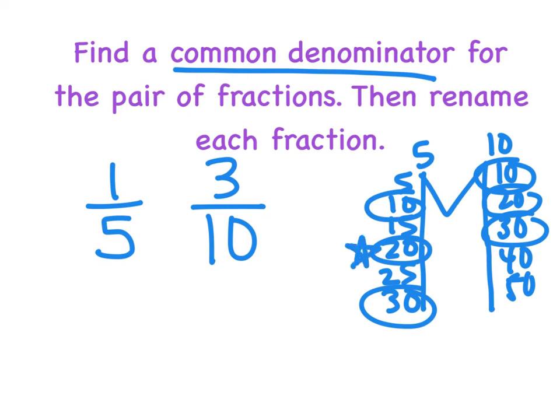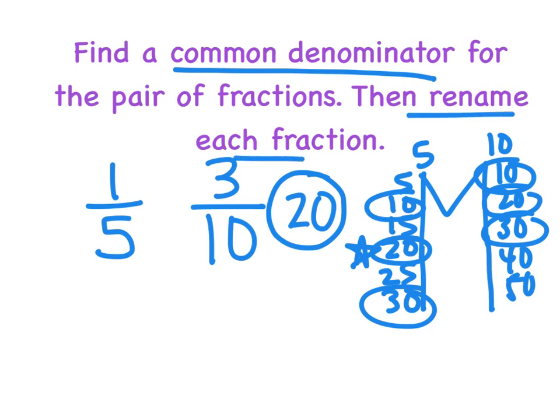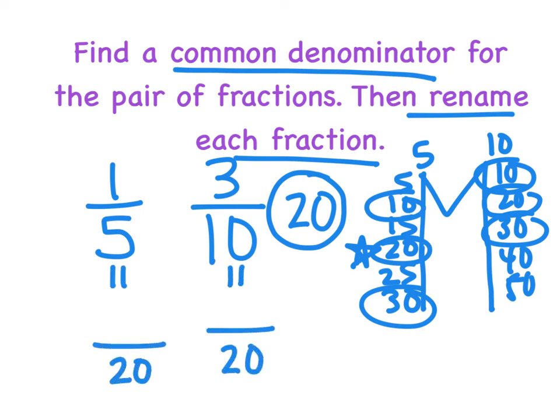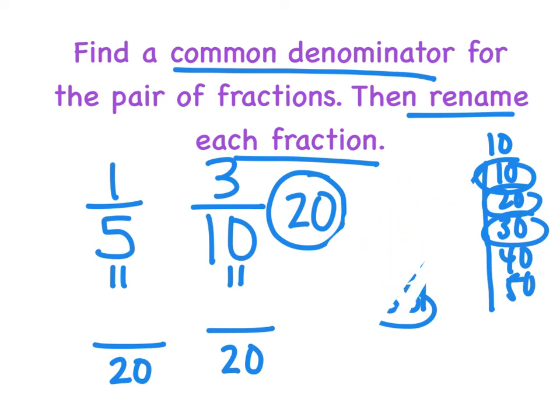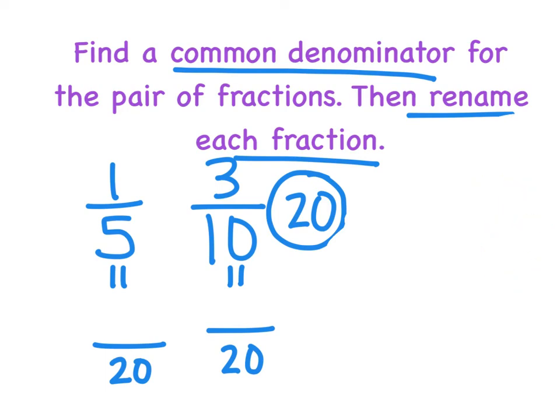So my common denominator is 20. That's the first part of my answer. The second part of my answer is renaming the fractions. It says, then rename each fraction. What that means is turn each fraction into an equivalent fraction with 20 as the denominator. So, what I need to do is figure out what I need to multiply. I'm going to rewrite this over here. I need to figure out what I need to multiply 1/5 by to get a denominator of 20.